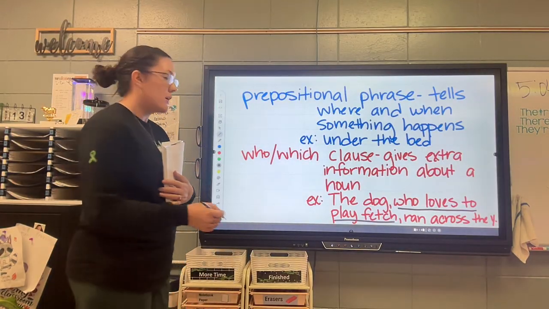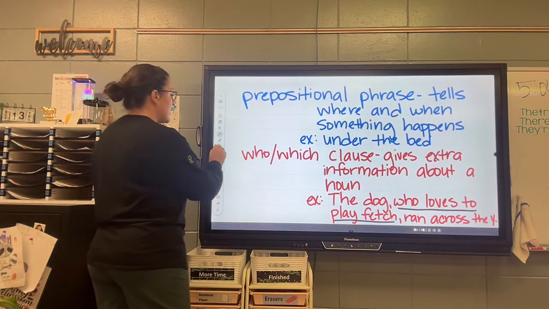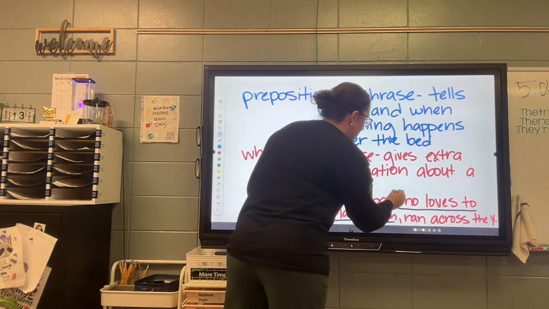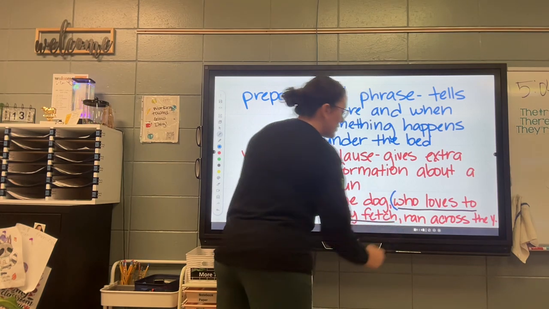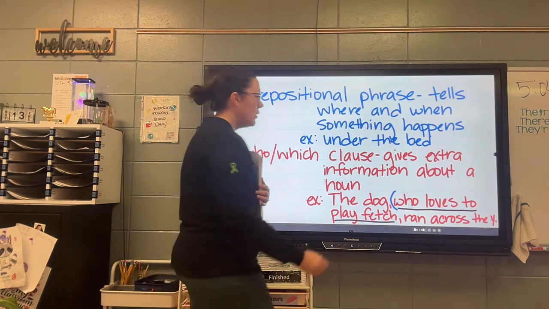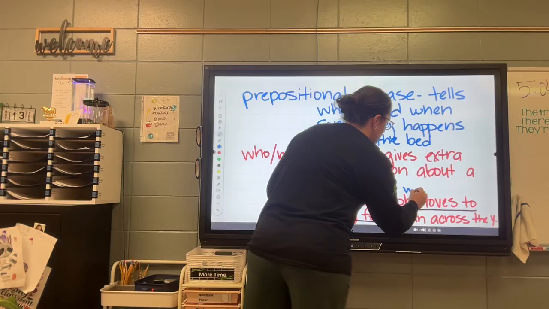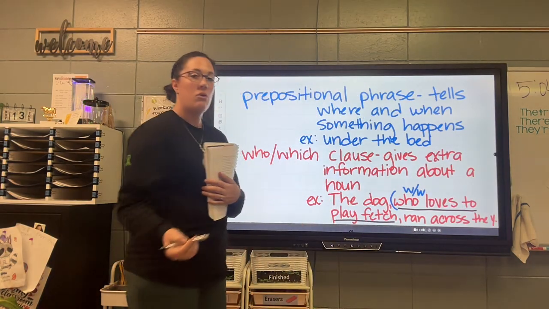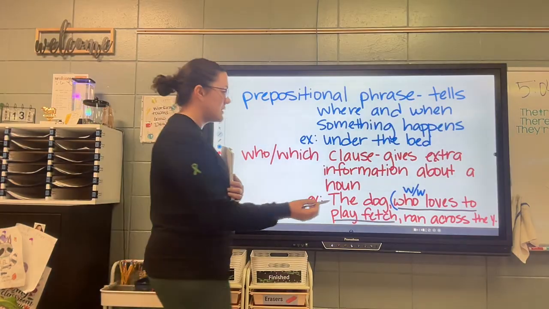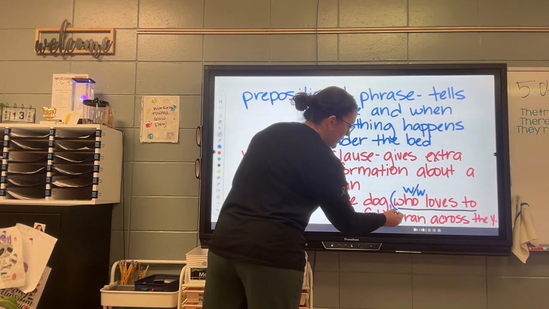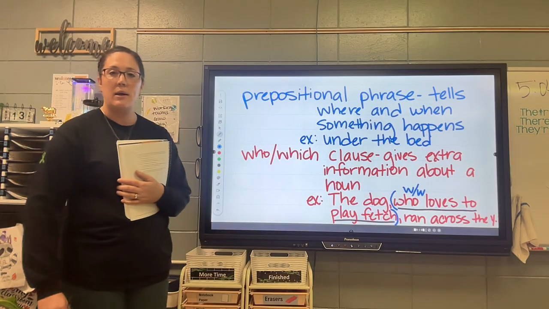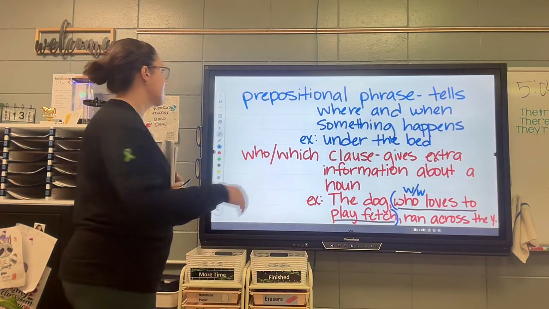So when we're editing our sentences, how we would mark it is put a parentheses after that first comma. We're going to put our W slash W, who, which, and then we're ending our who, which clause before the rest of the sentence. So I'm going to sneak it right before that second comma. Okay, that's how we would show it when we're editing a sentence.